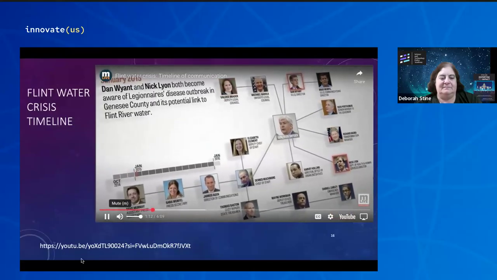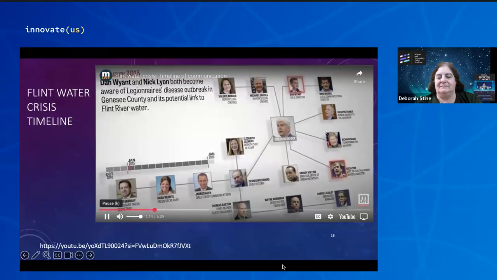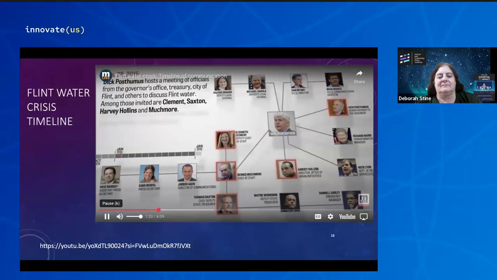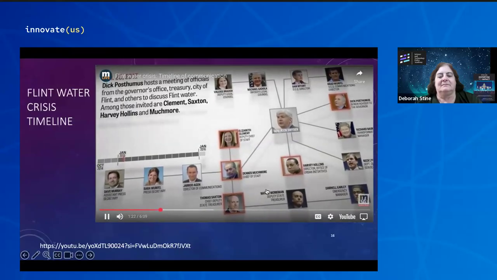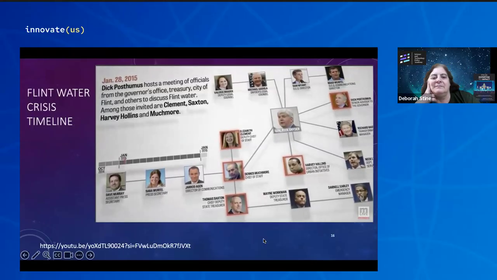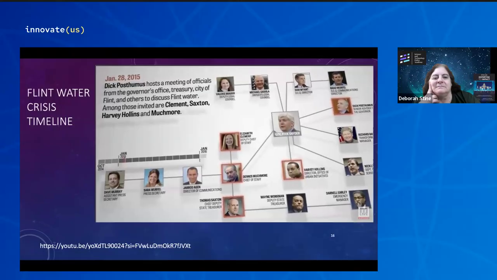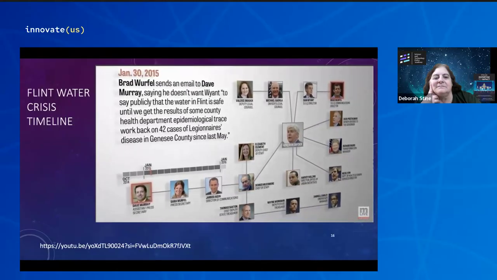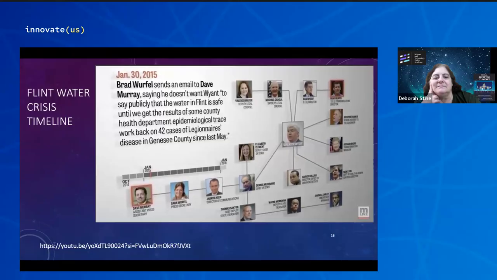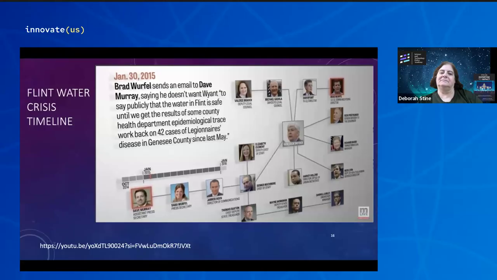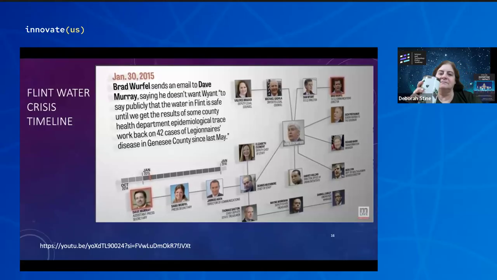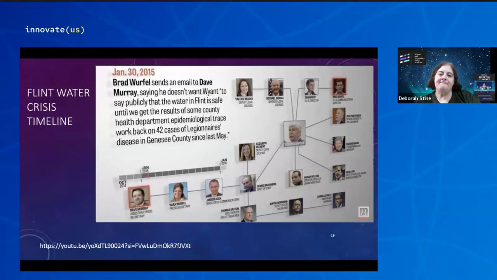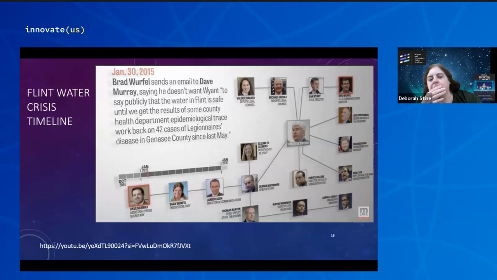January 2015. Dan Wyatt and Nick Lyon both become aware of a Legionnaire's disease outbreak in Genesee County and its potential link to Flint River water. January 28th. Dick Posthumus hosts a meeting of officials from the governor's office, Treasury, City of Flint, and others to discuss Flint water. Among those invited are Clement, Saxton, Harvey Hollins, and much more. January 30th. Brad Werfel sends an email to Dave Murray saying he doesn't want Wyatt, quote, to say publicly that the water in Flint is safe until we get the results of some county health department epidemiological trace work back on 42 cases of Legionnaire's disease in Genesee County since last May, end quote.